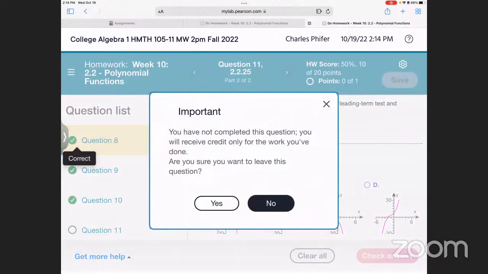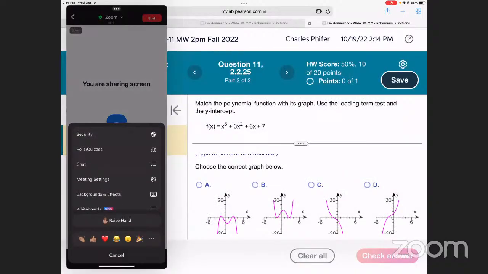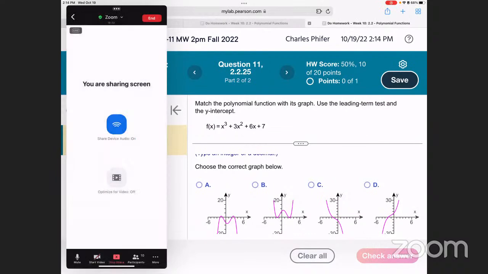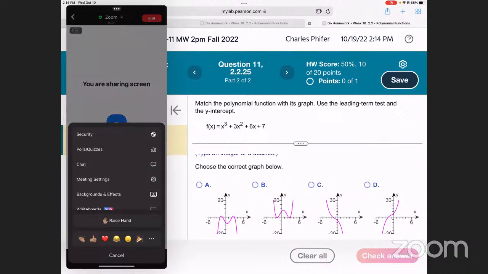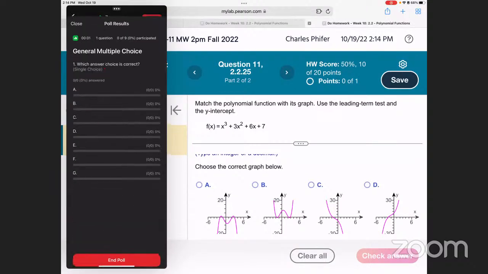Are you sure you want to? No, I don't want to leave. There we go. Let me launch the poll right here. I think I checked the thing already. Let me just check one more time. Yeah, we're good there. Let me launch this guy. General multiple choice. Okay, so based on what's shown, we have this polynomial that's shown. Is it A, B, C, or D? All right, is it A, B, C, or D? So I'm going to yammer a bit until somebody chooses, and I'll go with whatever you choose.